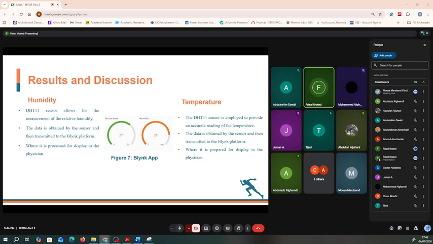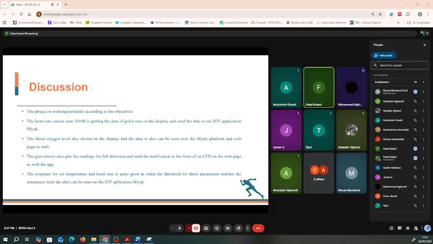Result and discussion also for the humidity and the temperature. We can see here 32, which is good because we set the limit at 35, and the humidity is 83. We set it so that after 100, an alarm comes. This project is working perfectly according to the objectives. The heart rate sensor, MAX30100, is the component we use for the heart rate. It gets the pulse rate data on the display and sends the data to the IoT application.